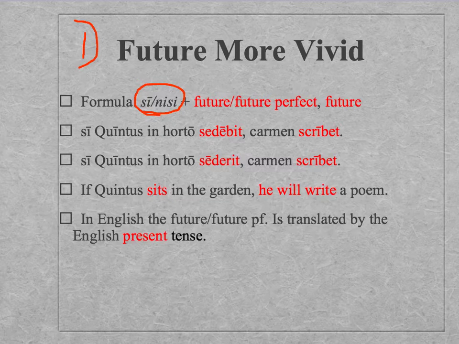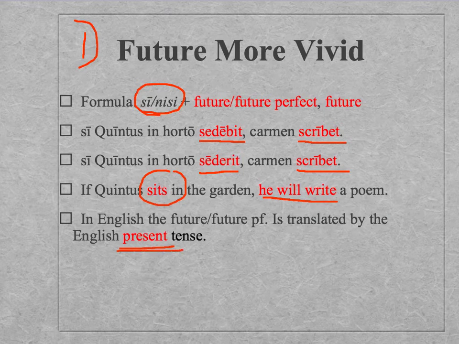Si Quintus in horto sedebit, Carmen scribet. Si Quintus in horto sederit, Carmen scribet. Both of these sentences can be translated, if Quintus sits in the garden, he will write a poem. So in English, we're going to translate both the future and the future perfect tense as English present tense. The future perfect has a slightly more emphatic meaning.